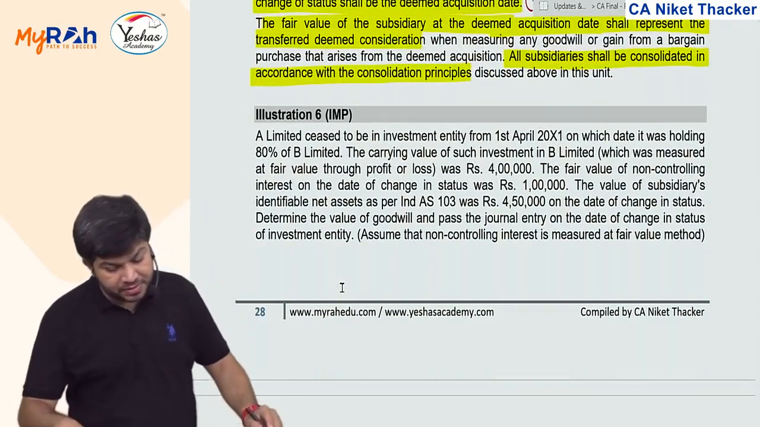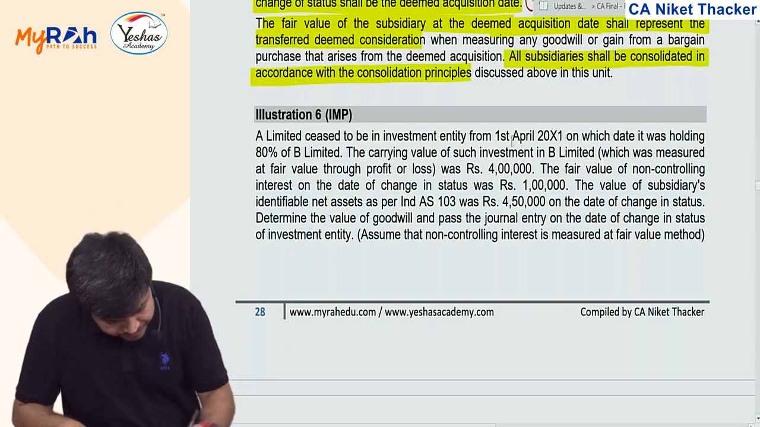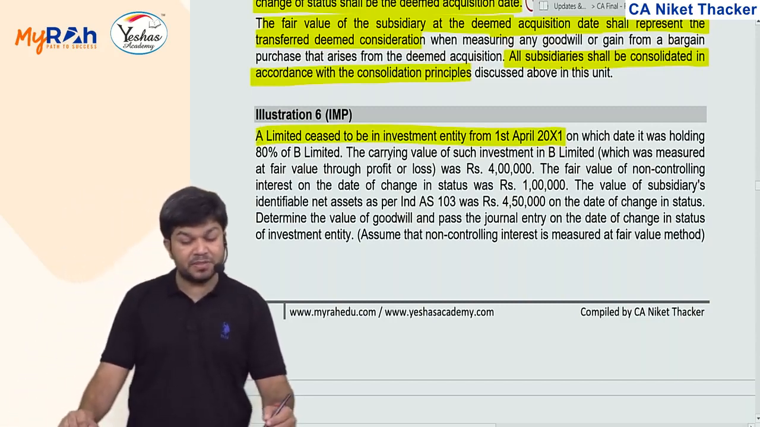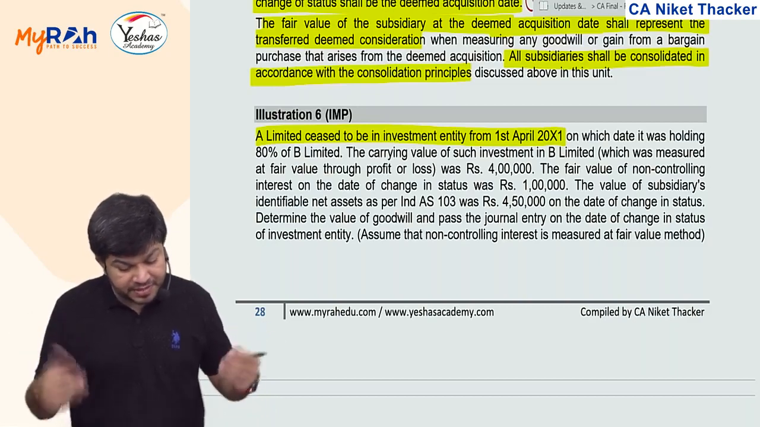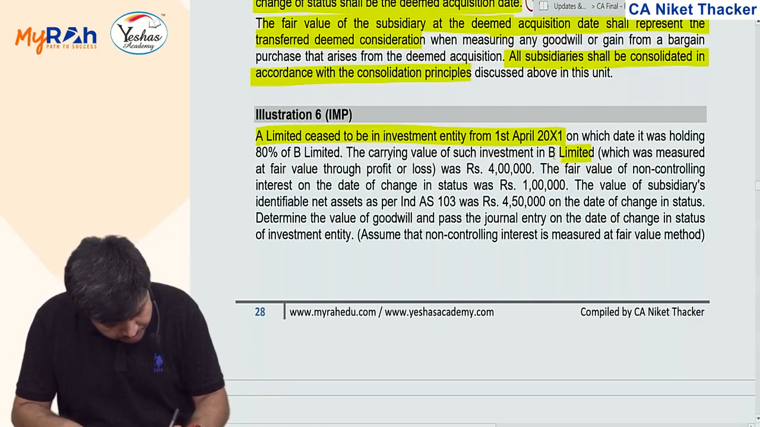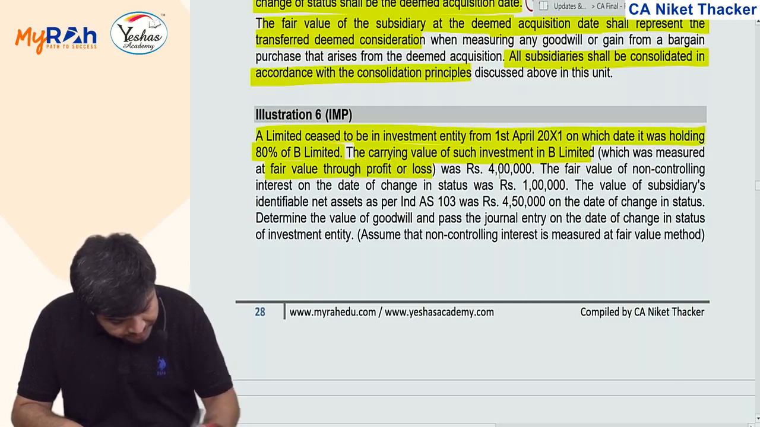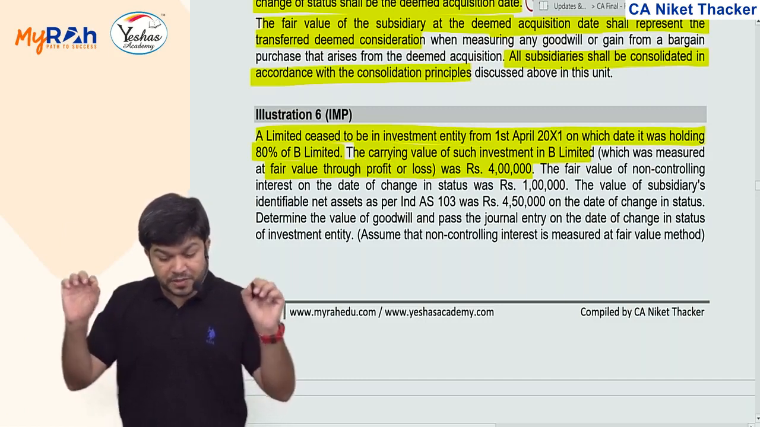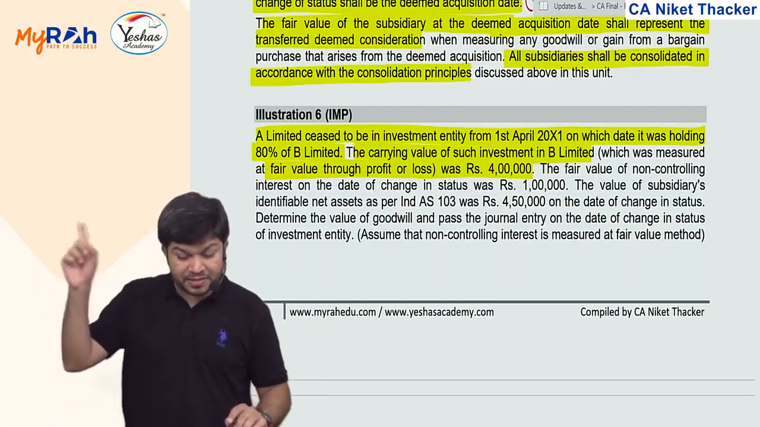A Limited ceases to be an investment entity from 1st April 01, and it is holding 80% of B. The carrying amount of investment in B, which is measured at FVTPL, is 4 lakh. So 4 lakh is the fair value of such investment today, and 4 lakh becomes your consideration. Fair value of NCI is 1 lakh.